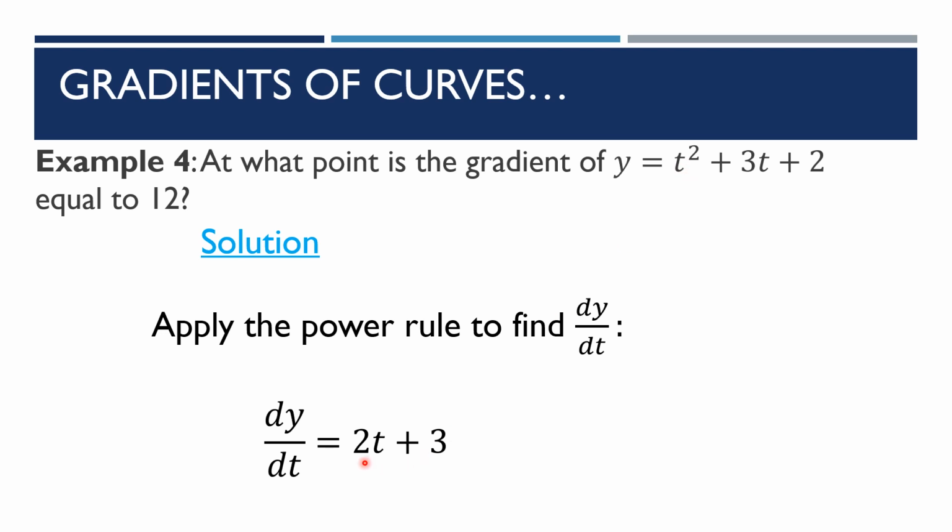And then we have here 3t. So t is raised to power 1. So that 1 is multiplied by 3, which gives you 3. And then the power on t is 1. If you reduce it by 1, it will give you t raised to power 0. t raised to power 0 is just 1. So 3 multiplied by 1 gives you 3. If we differentiate the constant according to the power rule, it will give us 0. So this is our gradient function, which is 2t plus 3.